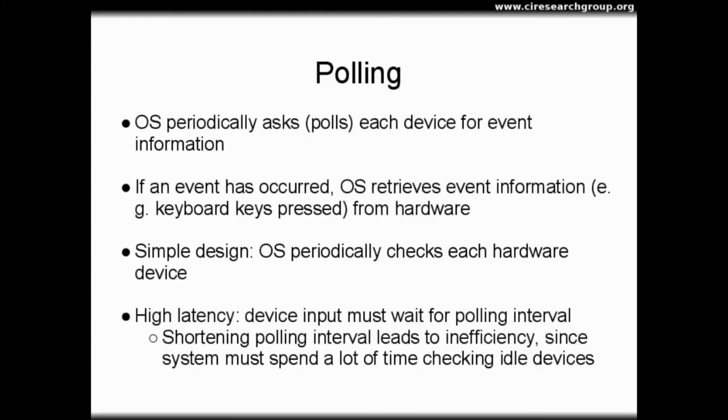The polling model of input involves the OS periodically polling each device for information. So every so often, the CPU is going to send a message to each hardware device in the system and say, "Hey, do you have any data for me?" And most of the time, the device is going to send back, "No, I don't really have any data for you." Other times, the device is going to send back some data. It's a really simple design, extremely simple to implement, but there are a number of problems with polling.